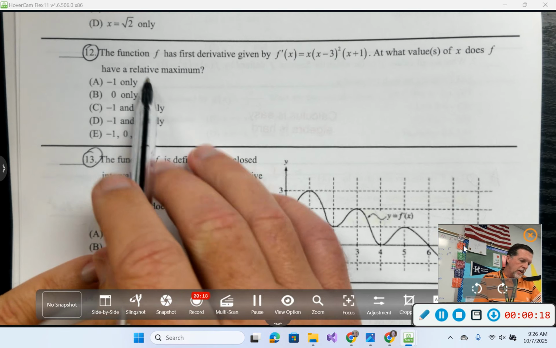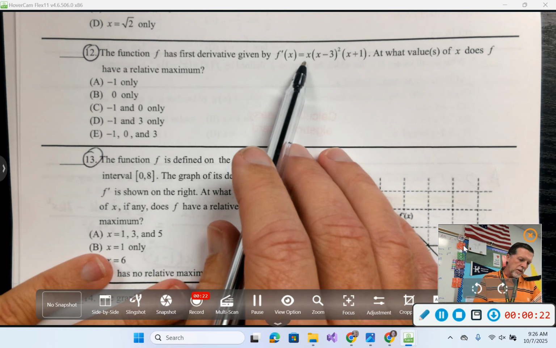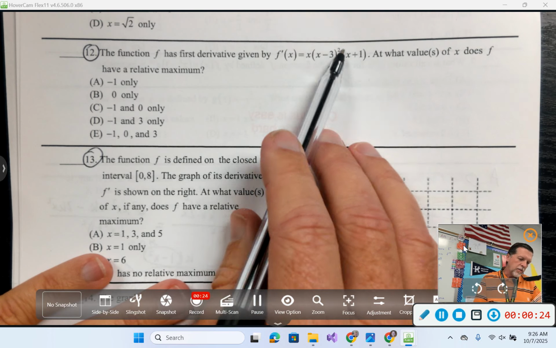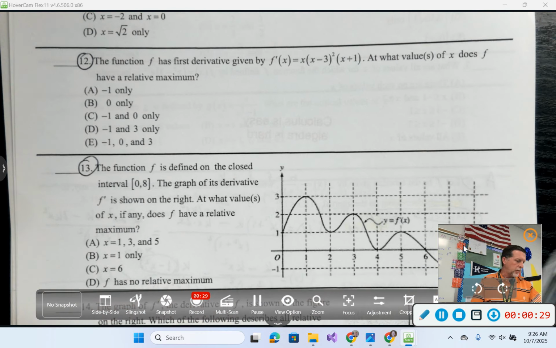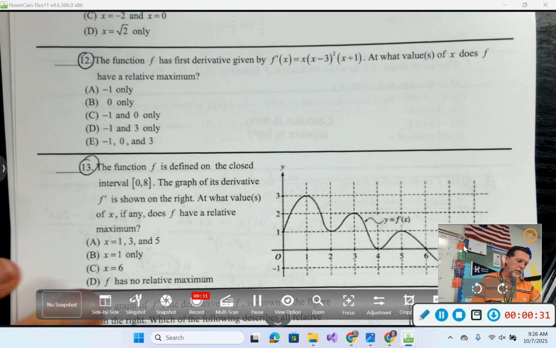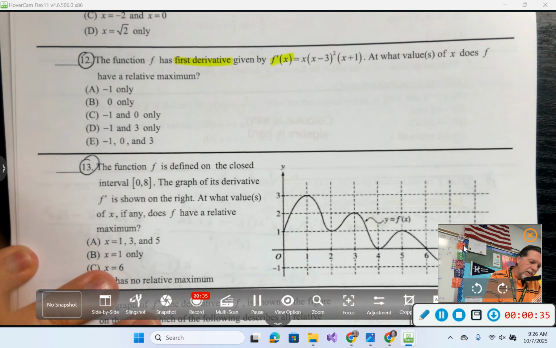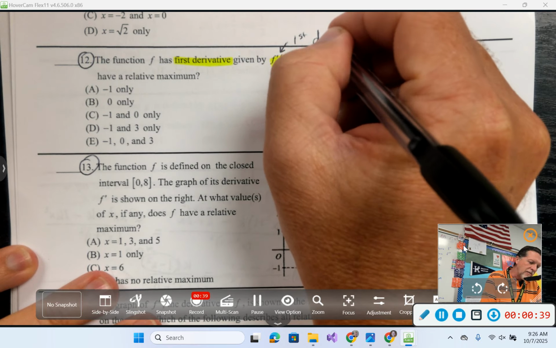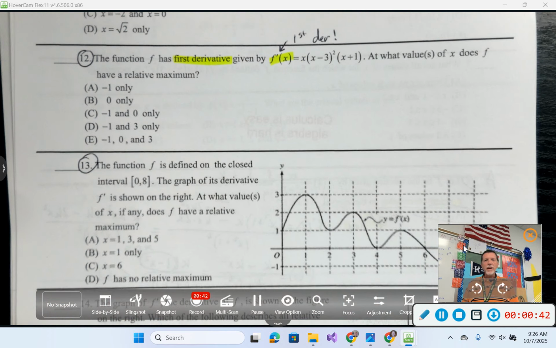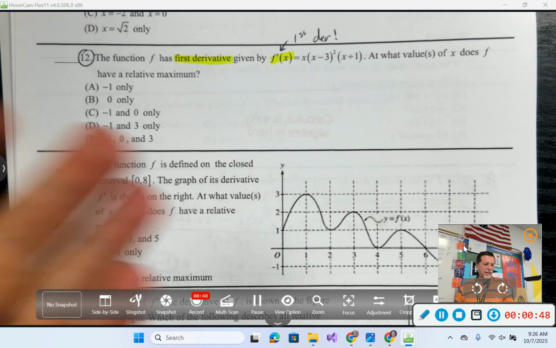Number 12. The function has a first derivative given by f prime equals (x minus 3) squared times (x plus 1). At what value of x does f have a relative maximum? Well, I guess what makes this one different right away is that they're giving you the first derivative. So you don't have to find a derivative. They've done that for you. So pay attention to what they've given you. And in some ways, this is an easier problem because here's the answer.